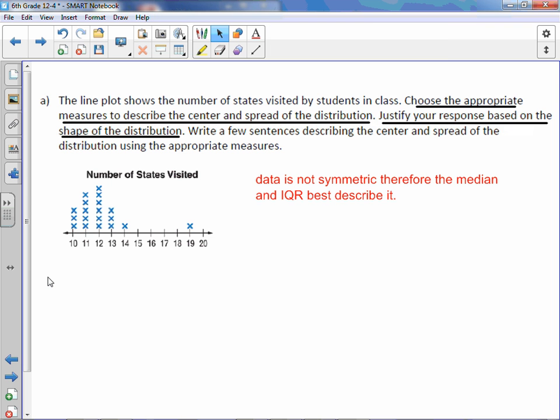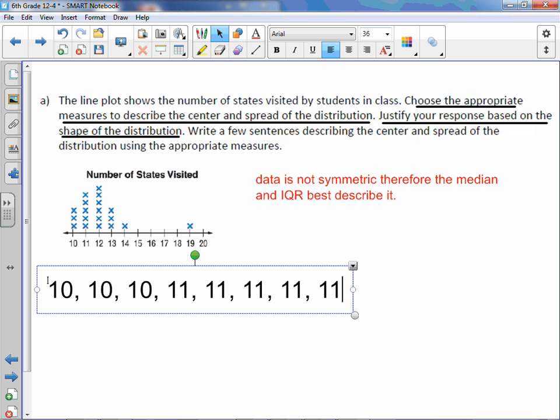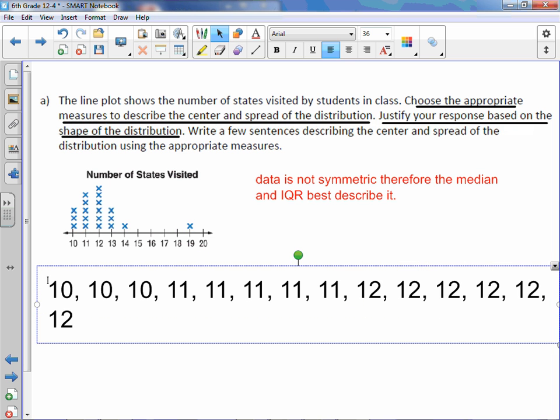So let's list our data from least to greatest. 10, 10, 10, 11, 11, 5 times. 12 is 6 times. 13, 14, and 19. Let me count the data values.